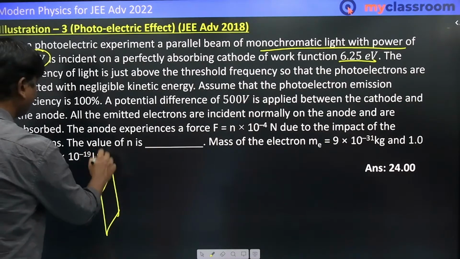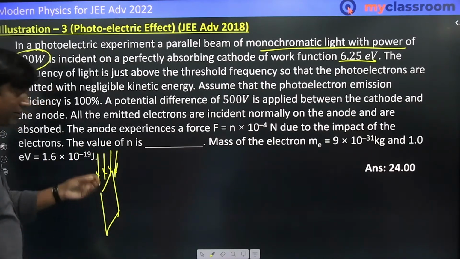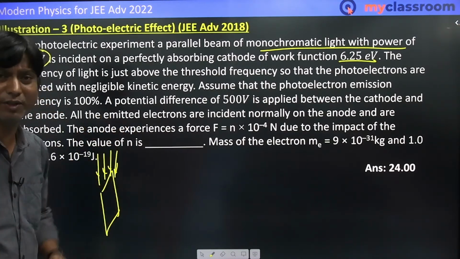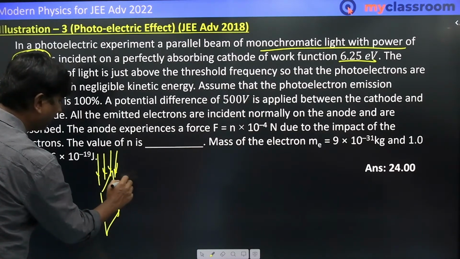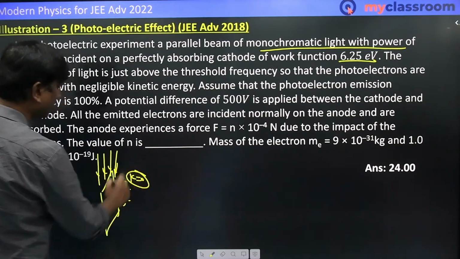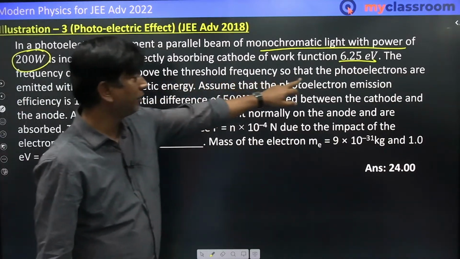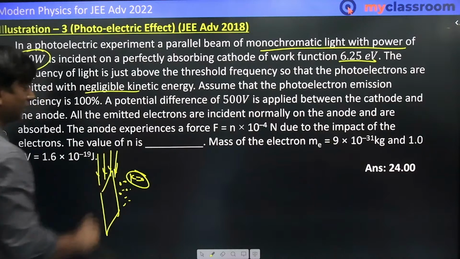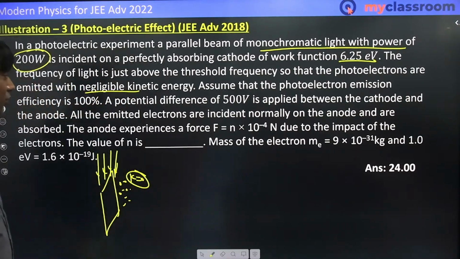So this power is falling on this, and whatever the energy of each photon is, it is just able to remove the electron. That's it. It's just slightly above the work function. So definitely the electrons will be ejected out with zero, negligible kinetic energy. That's what they have given. So they don't have any kinetic energy when they eject out from the cathode.